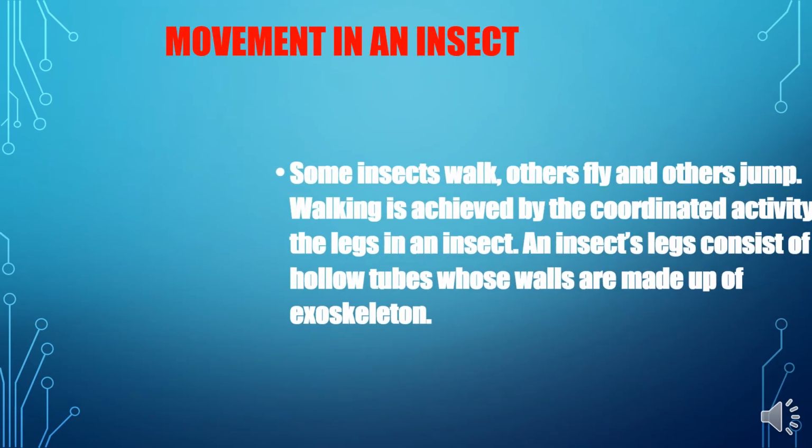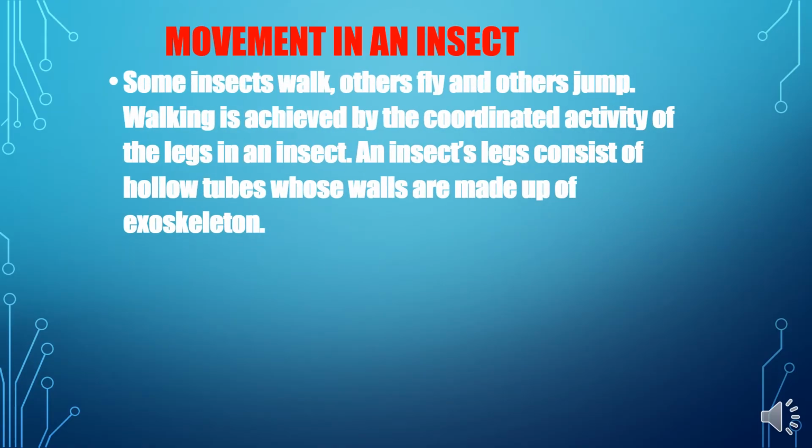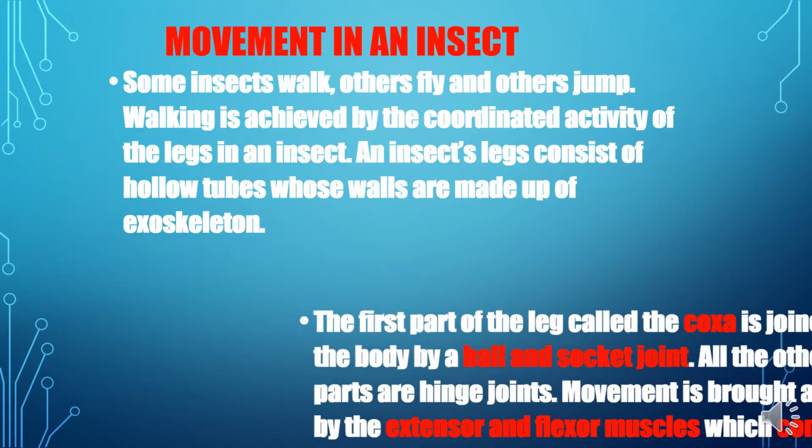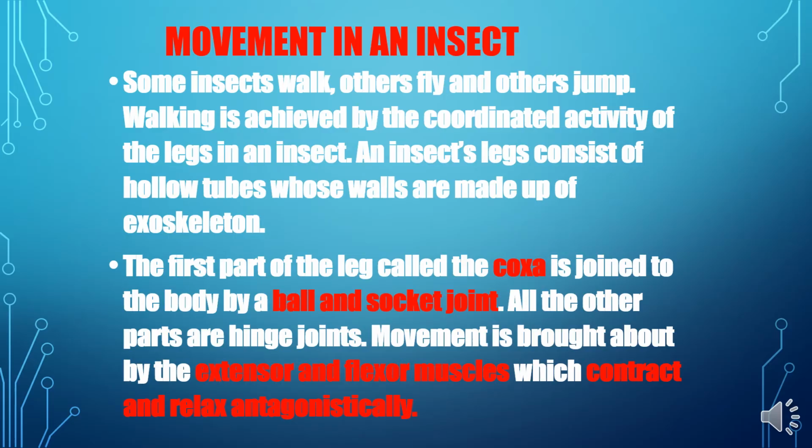Movement in an insect. Some insects walk, others fly, others jump. Walking is achieved by the coordinated activity of the legs in an insect. An insect's legs consist of hollow tubes whose walls are made up of exoskeleton. The first part of the leg, called the coxa, is joined to the body by a ball and socket joint. All other parts are hinge joints. Movement is brought about by the extensor and flexor muscles, which contract and relax antagonistically.